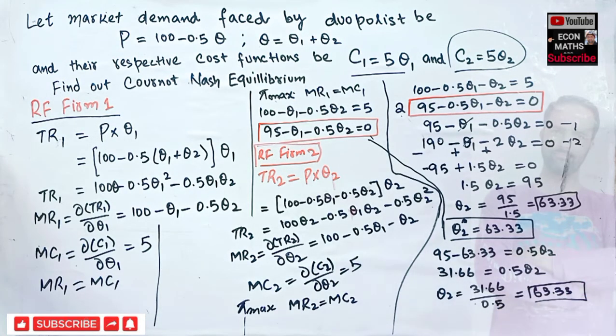The output produced by each firm in this Cournot duopoly model will be the same. So our Nash equilibrium will be q1 is equal to 63.33, and q2 is also equal to 63.33.